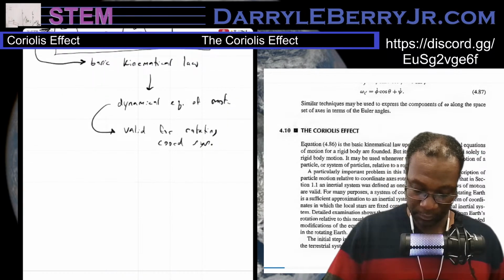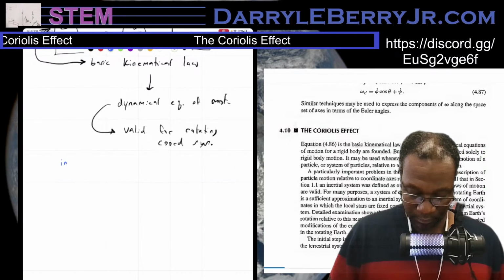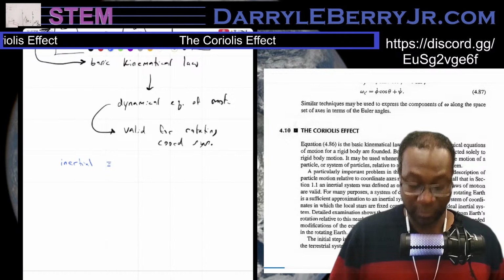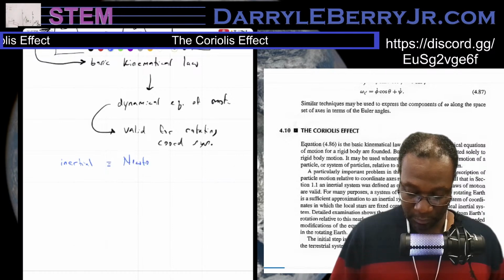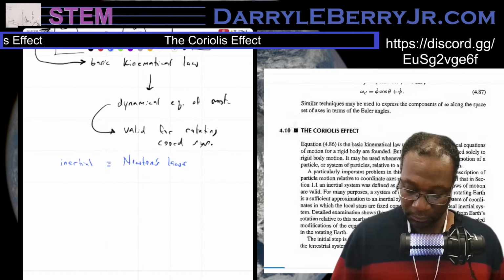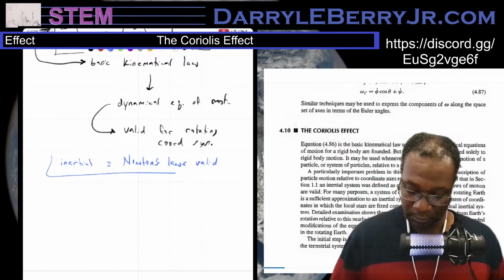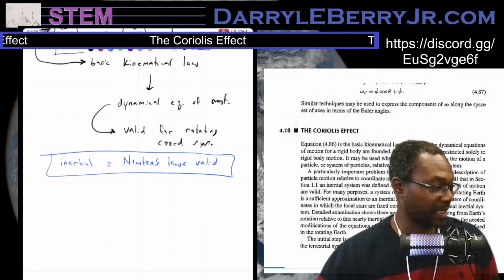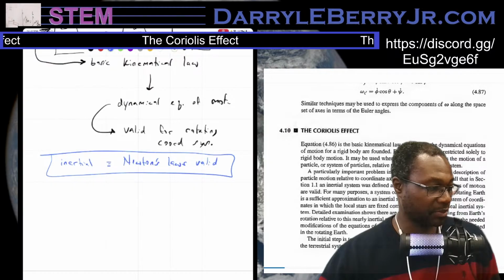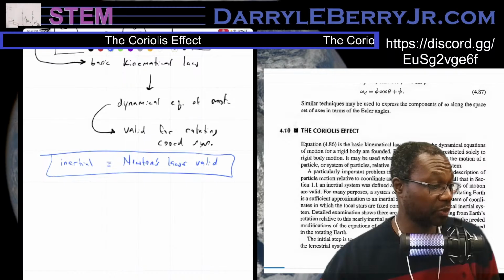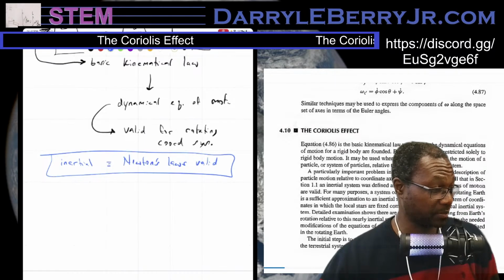Okay. Inertial means Newton's laws are valid. For many purposes, a system of coordinates fixed in the rotating Earth is a sufficient approximation to an inertial system. However, the system of coordinates in which the local stars are fixed comes still closer to the ideal inertial system.